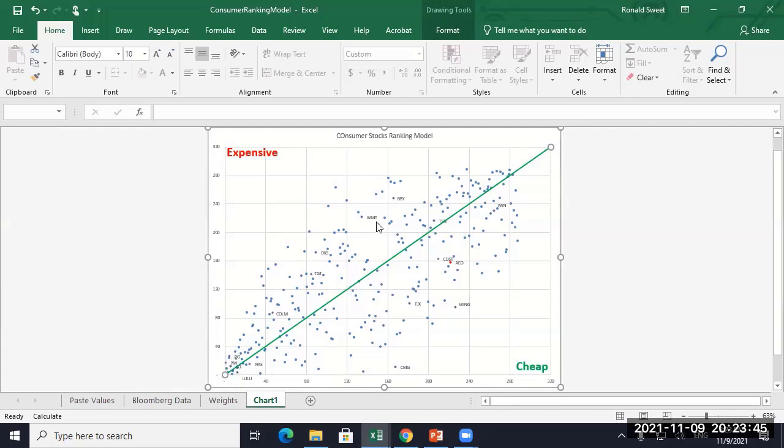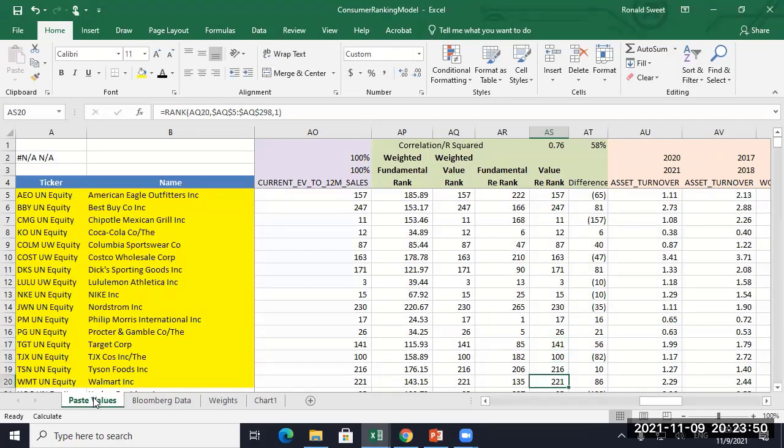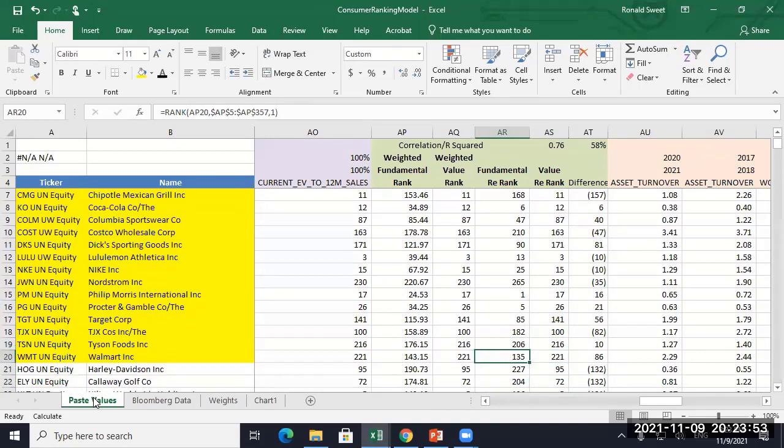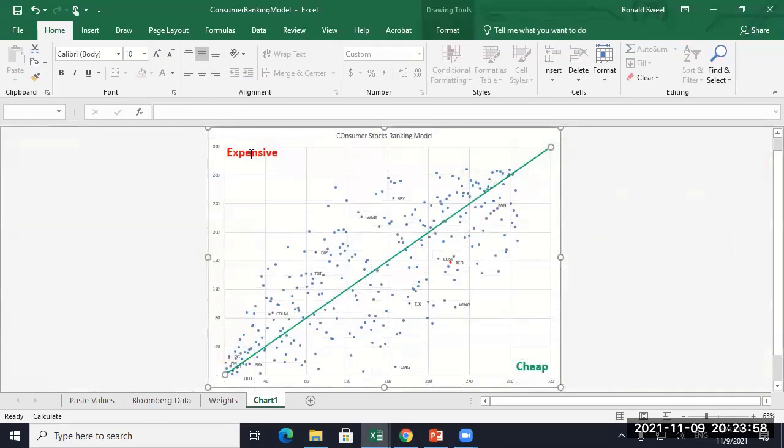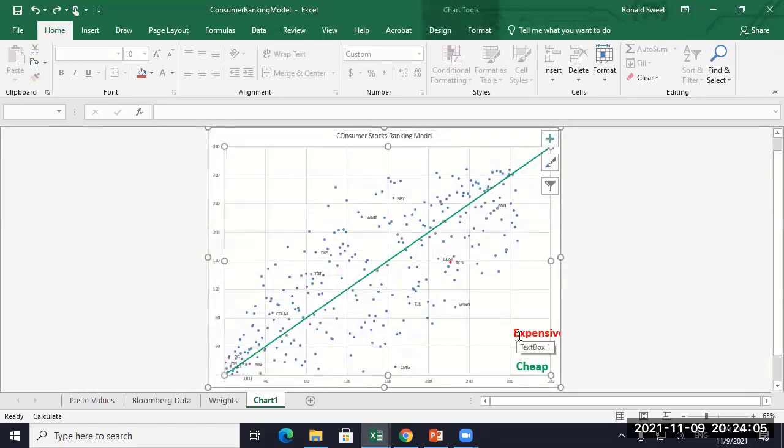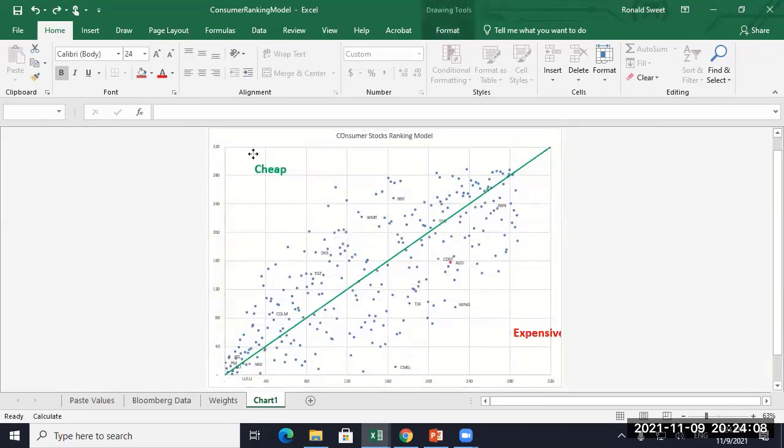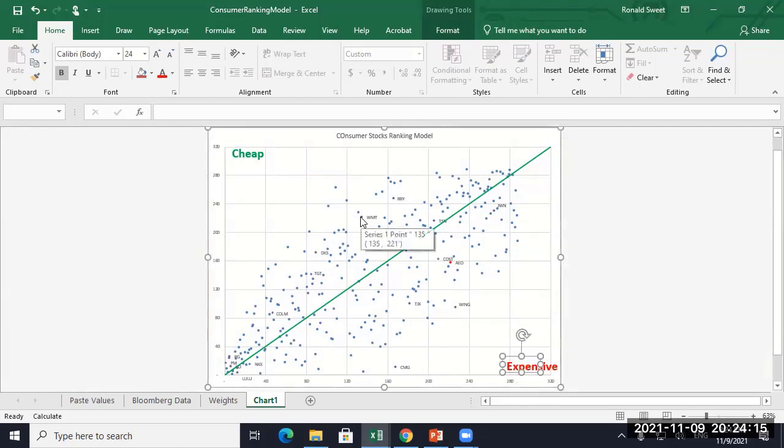Let me find an obvious one. So Walmart, let's look at Walmart. Walmart is 135 versus 221, so that sounds cheap, doesn't it? So I do think I've got it switched, so that's just easy to fix. Unless Bill Gates jumps in and does that. So Walmart is, we rank it 135th right here, but it's actually the 221st.